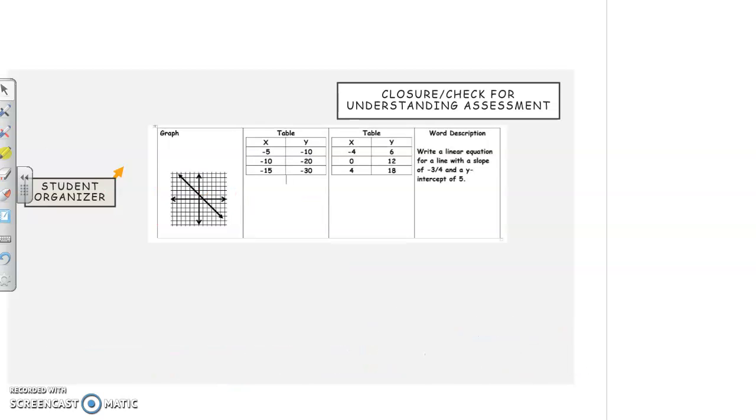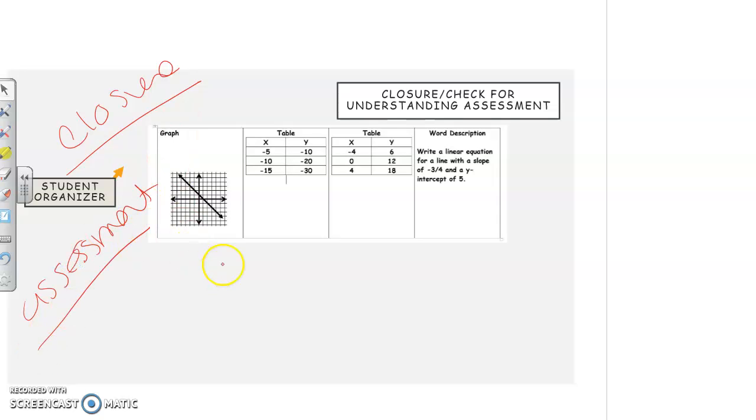All right, moving on. Now this is our exit step. This is our closure. This is our assessment for students. Can they answer by writing these equations? Can their answer be in y equals mx plus b? Can they solve for the slope? Can they solve for their y-intercept?